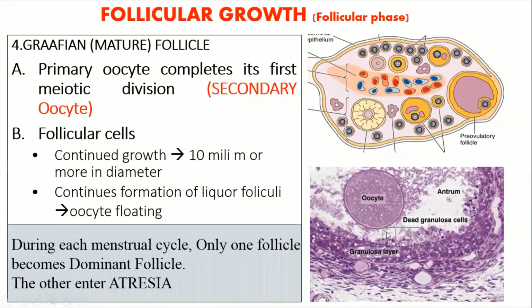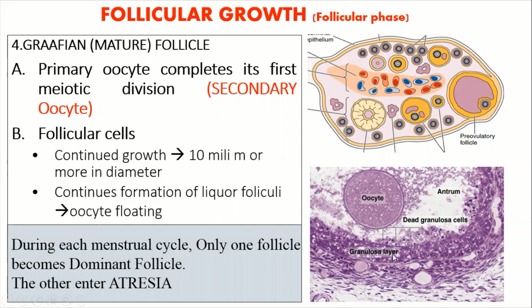After this secondary follicular stage, the mature follicle or Graafian follicle is formed, which contains a mature secondary oocyte. So the primary oocyte completes its first meiotic division, forming the secondary oocyte. The follicular cells undergo continuous growth and increase in size. Approximately it reaches up to 10 millimeters. Because of its large size, it extends to the full thickness of the ovarian cortex and causes a bulge on the surface of the ovary.